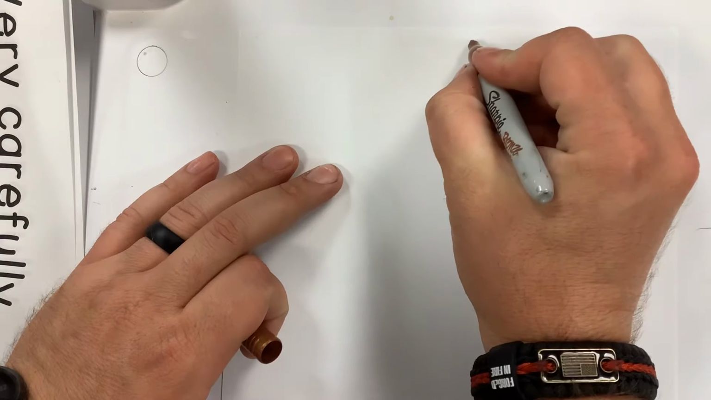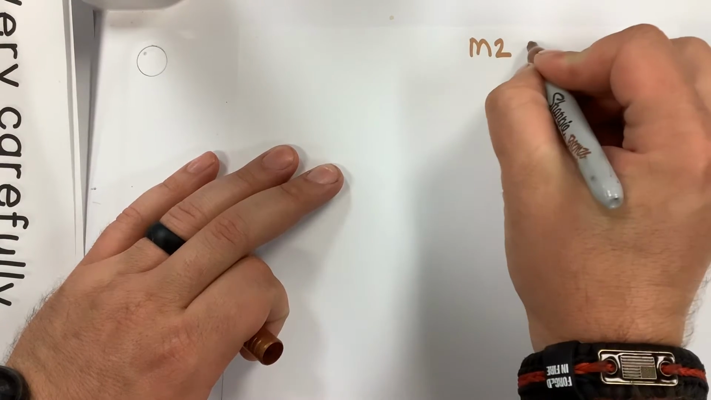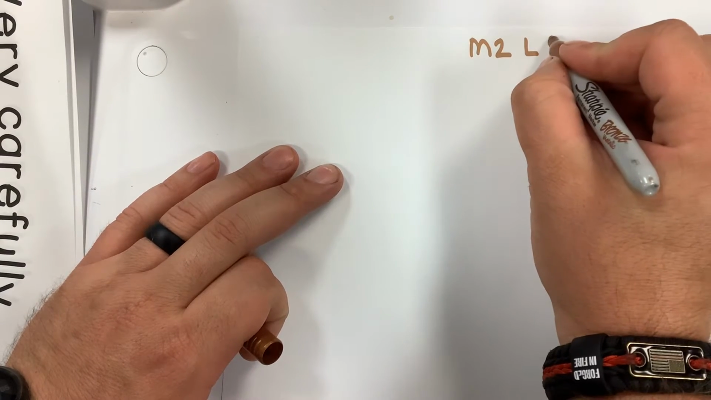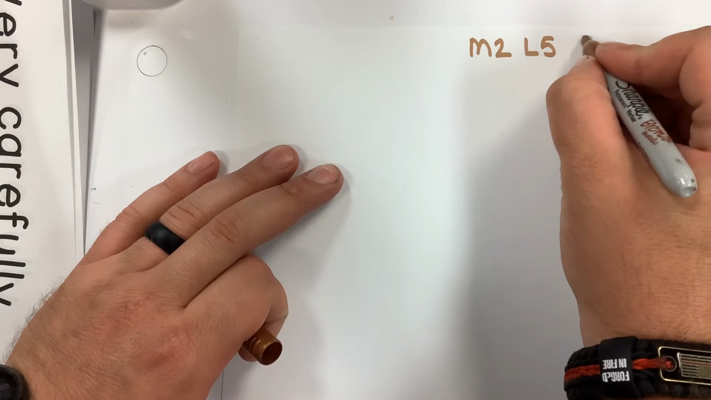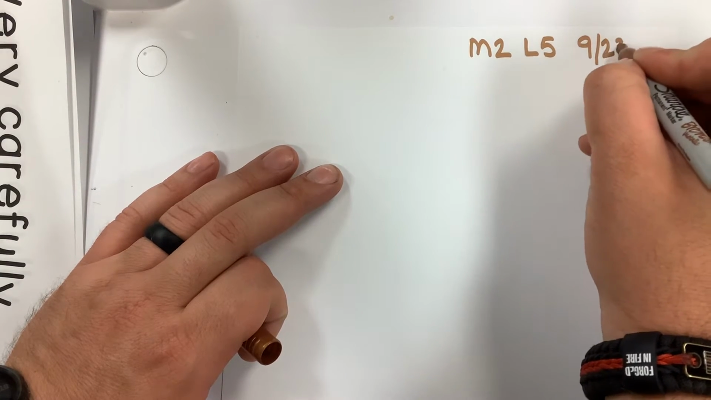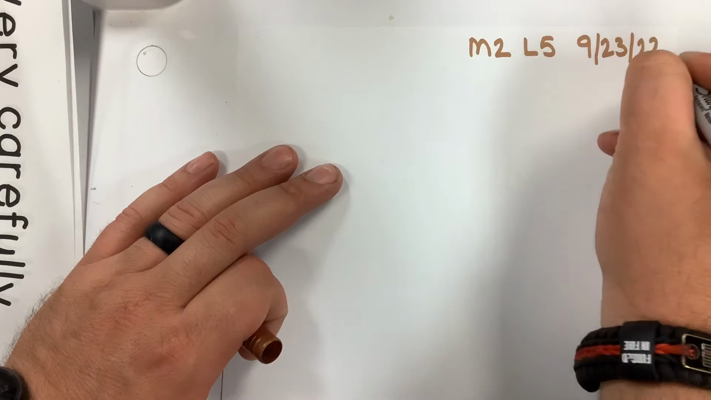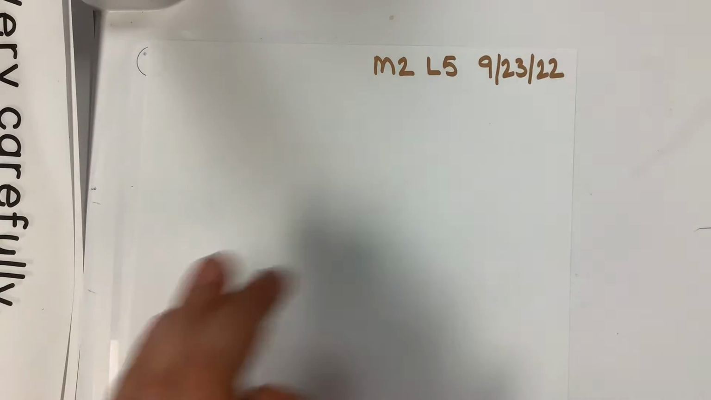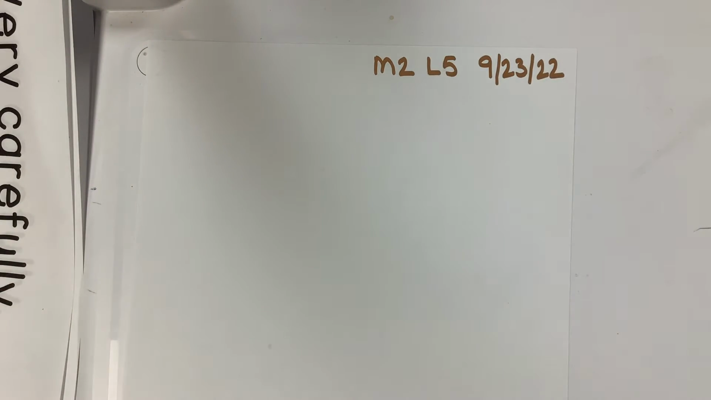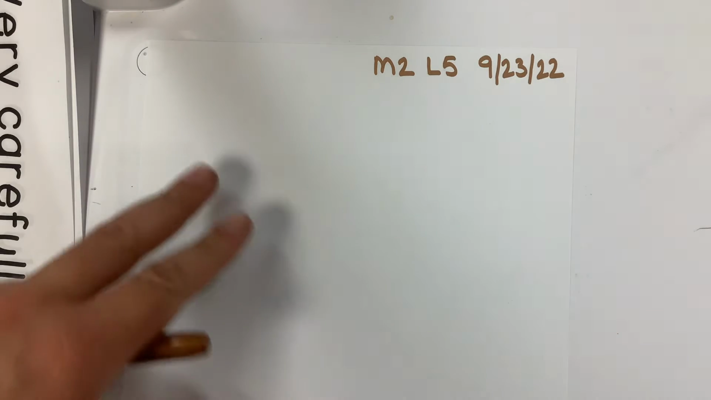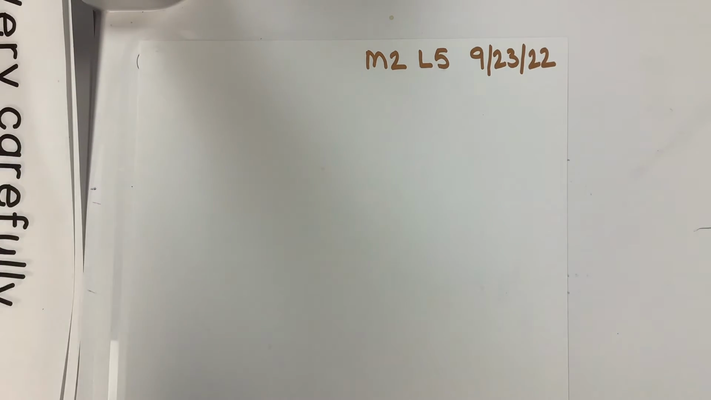We are going to be looking today at Module 2, Lesson 5, and today's date is 9/23/22. So make sure that you have your paper labeled as well. You're on a brand new sheet of paper. And as always, as we're going through the video, if you need to pause it to get caught up or you need to do anything with it, feel free to pause it before moving on.